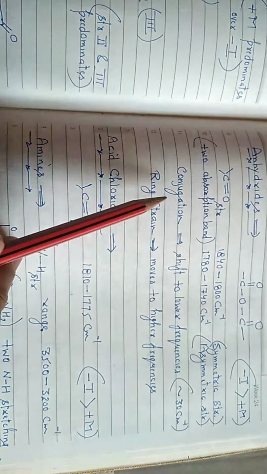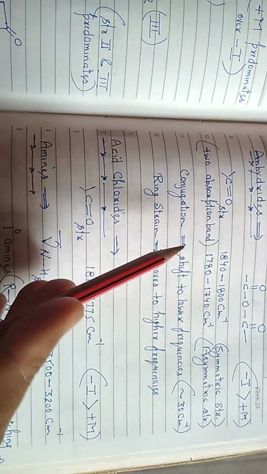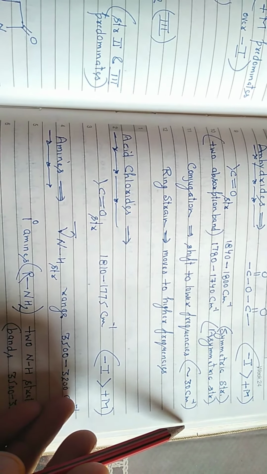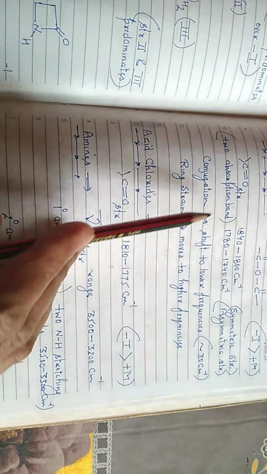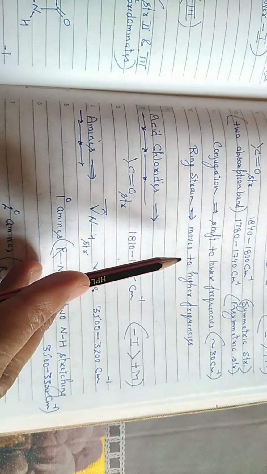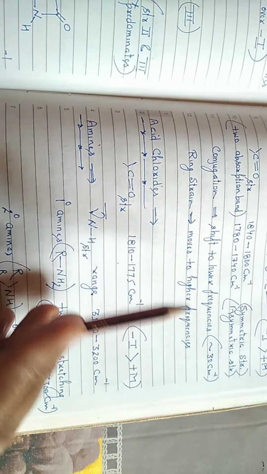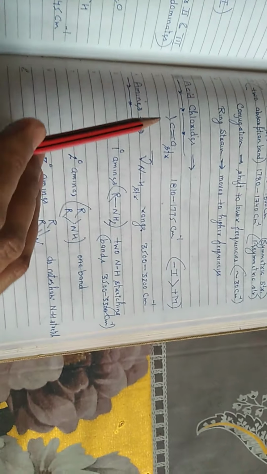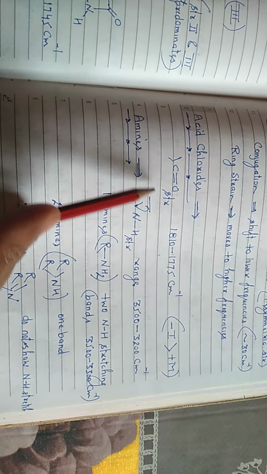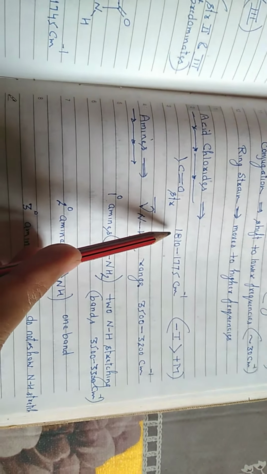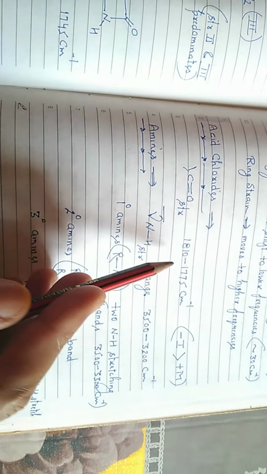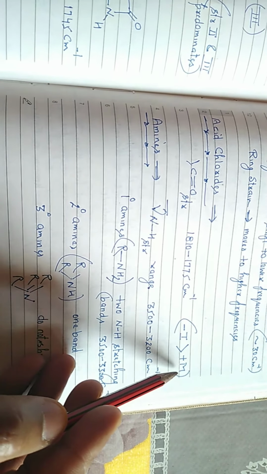If this is in conjugation with the carbon-carbon double bond, again the carbonyl stretching frequency decreases by 30 centimeter inverse. If the anhydride group is present in a ring, again as the size of the ring decreases, the frequency increases. Acid chlorides. In acid chlorides, we also observe the carbonyl stretching frequency from 1810 to 1775 centimeter inverse. Here again the minus I effect predominates over plus M.